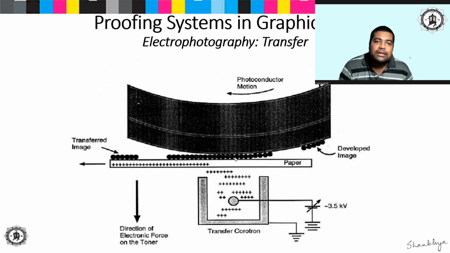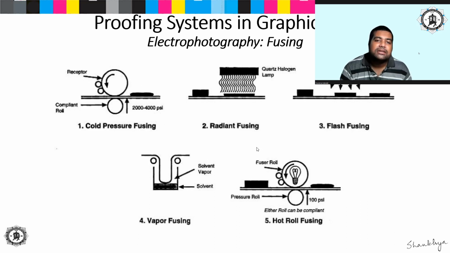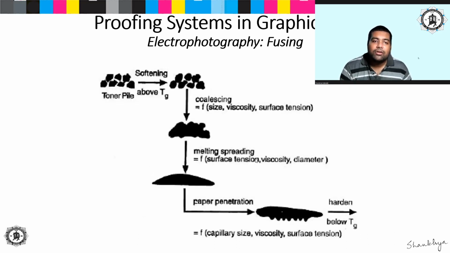And finally there is the transfer. The toner particles present in the developed image area of the photoconductive drum come in contact with the paper, and because they are powdery in nature, they simply shift down onto the paper. Once the transfer is complete, heat and pressure are applied onto the toner particles that have settled down on the paper. These are various types of fusing techniques.